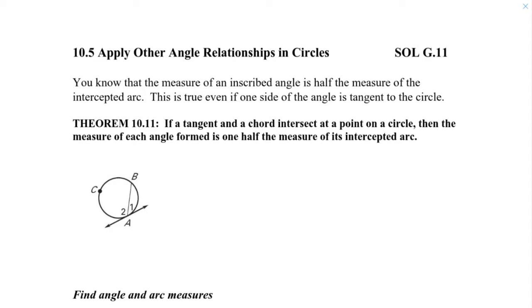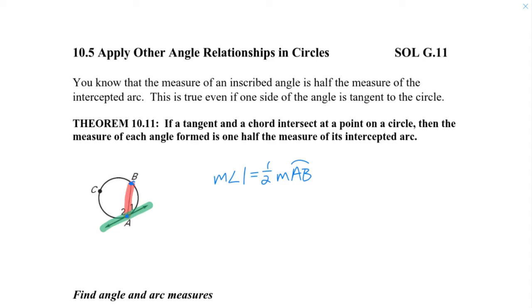So here you see we have our segment AB, and then we have our tangent line, which we see out here. So what we're saying is that the measure of angle 1 in this case is going to be half the measure of its intercepted arc, which, if you notice, the points would be A and B here. So the measure of angle 1 is going to be half the measure of arc AB.